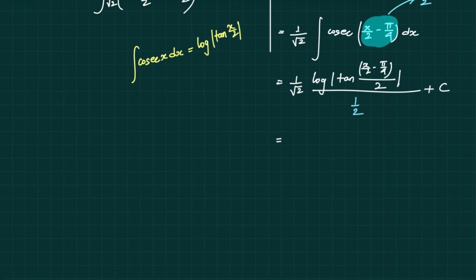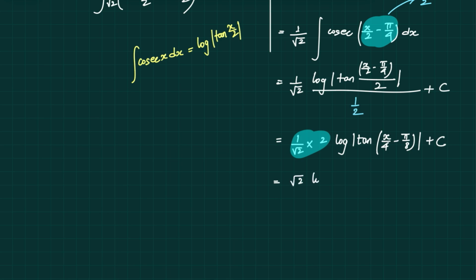So ultimately this will be equal to 1 by root 2 into this 1 by 2 becomes 2 into log of tan of (x by 2 minus pi by 4) whole divided by 2, which will be x by 4 minus pi by 8, plus c. So here if I simplify this 1 by root 2 into 2 by rationalizing, then we will have root 2 log of tan of (x by 4 minus pi by 8) plus c.